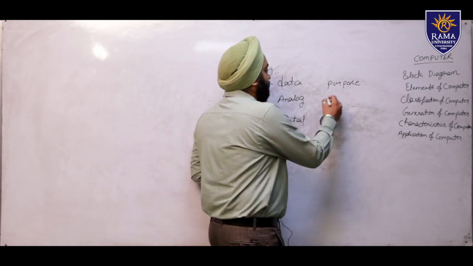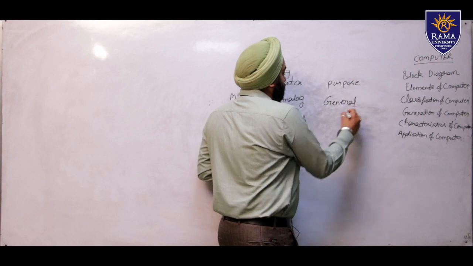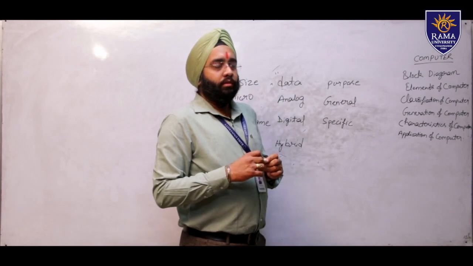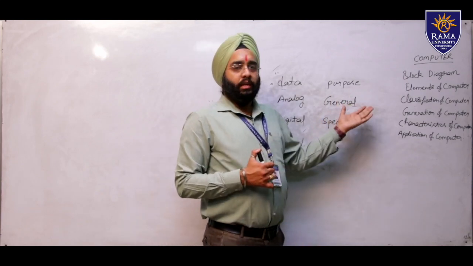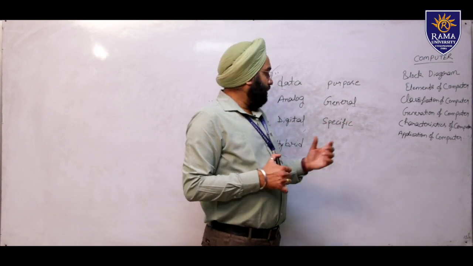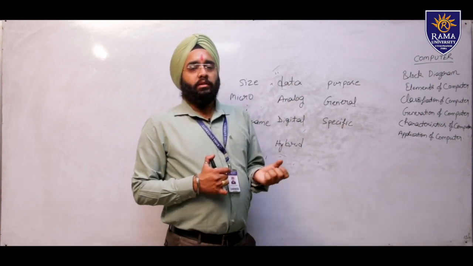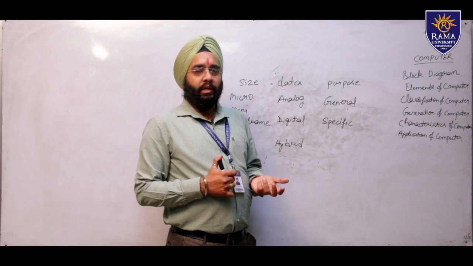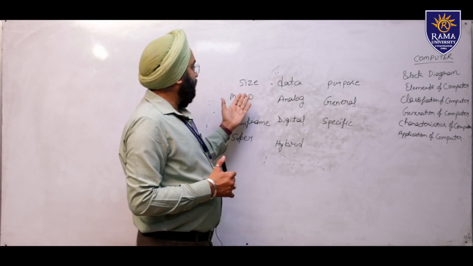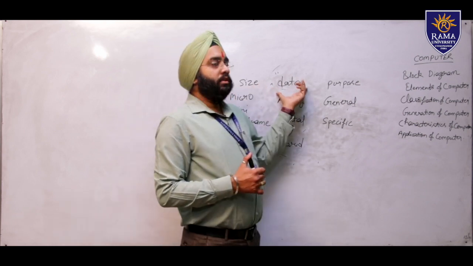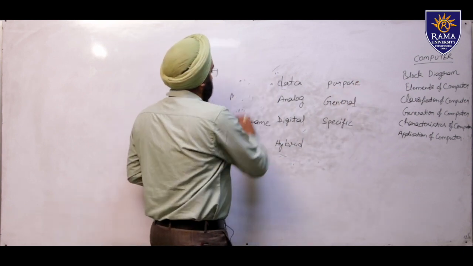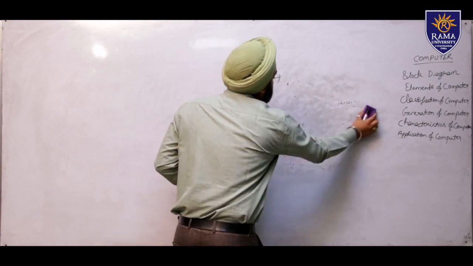Now the purpose. For the purpose, there are 2 types of computers, general and specific. General purpose computers can be used for a number of tasks, but specific purpose computers are for a single task, like the reservation of railway tickets and bus tickets also. So all these categories are available on the basis of size, on the basis of data, and on the basis of purpose.